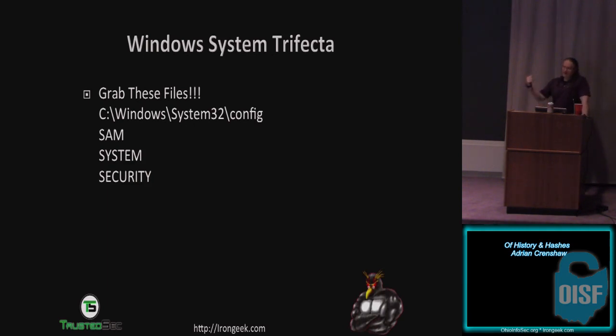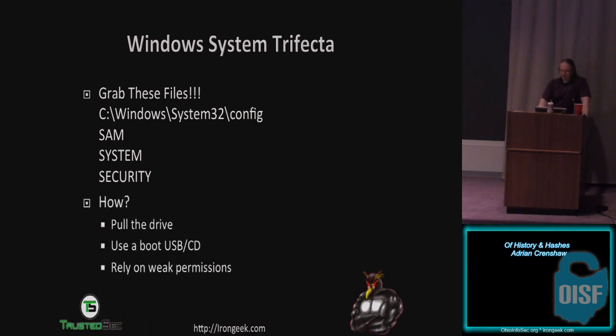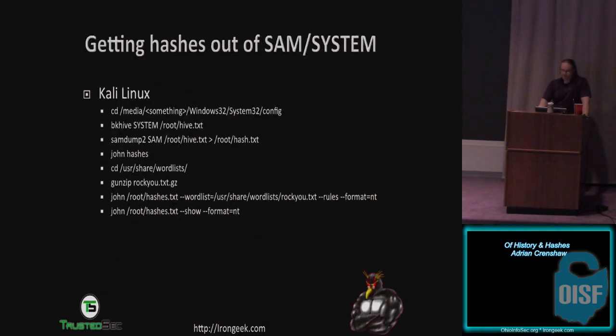So basically you'd have to grab, and I know this path is most often the path, it could be something other than the C drive, it could be a different path, but this is where you most of the time would find the SAM and system file. And then you can get that easily by either pulling the drive, using a boot CD, or relying on weak permissions. If you were to do it all from a Kali Linux CD or DVD, you'd boot from that. You'd essentially change into your media, into wherever that particular config folder is, so you'll be at the same place where the SAM and system are.